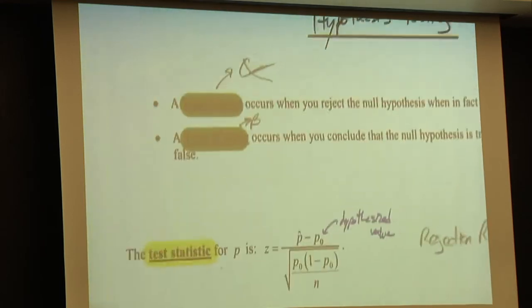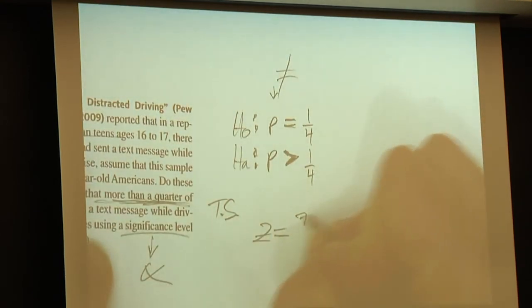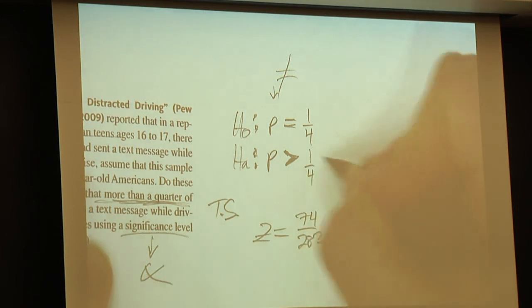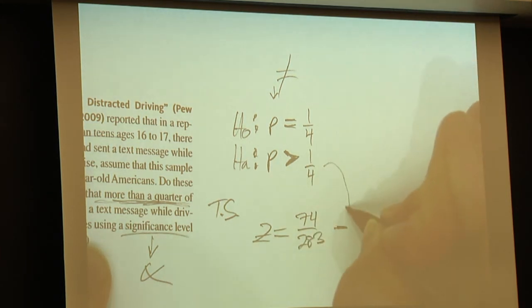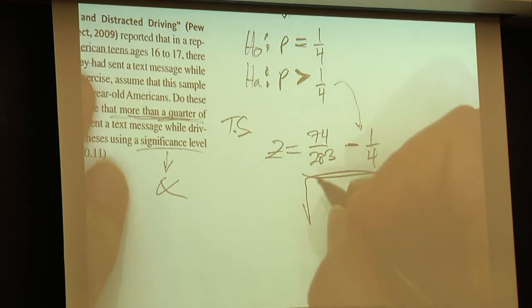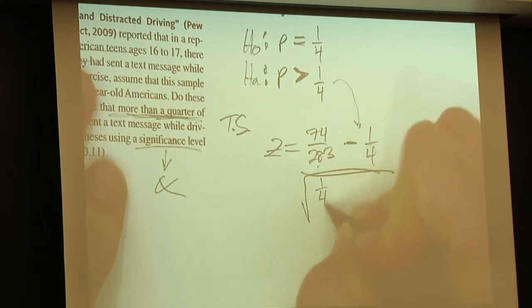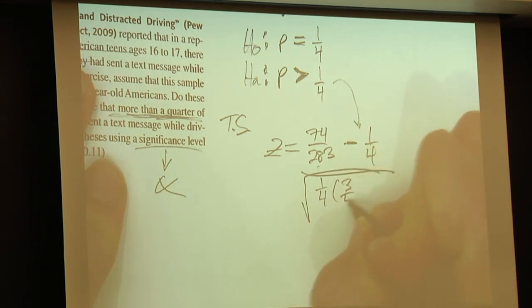So when we're filling in our formula with the P hat, we're going to be using that 74 out of 283. So we have 74 out of 283 minus, this is the P naught, essentially, what we're testing for, that 1/4, okay, over the square root of P naught times 1 minus P naught, so 1/4 times 3/4, right? That's just 1 minus a fourth.